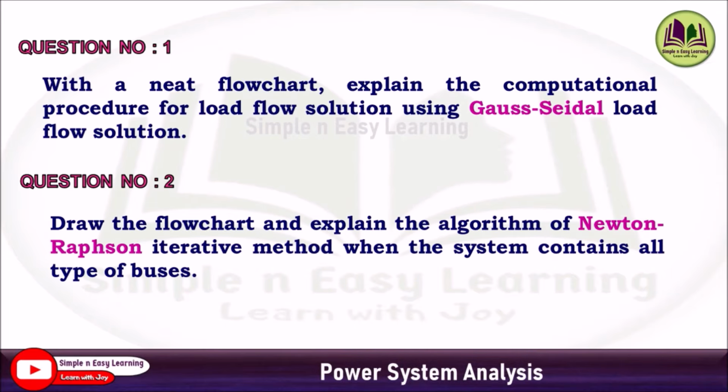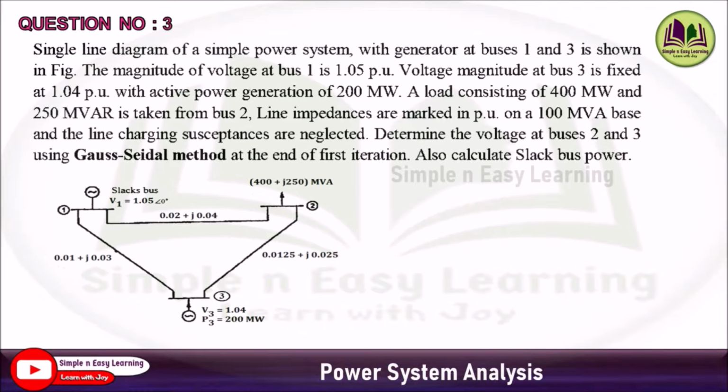The first priority question is the Gauss Seidel load flow solution, flow chart and algorithm. Explain the computational procedure for load flow solution using the Gauss Seidel method, with a flow chart. The second priority is the flow chart and algorithm of the Newton-Raphson iterative method. I'll share the link in the description. Kindly go through it. And third priority, a problem based on the Gauss Seidel method.